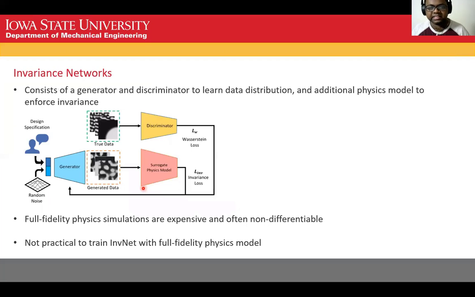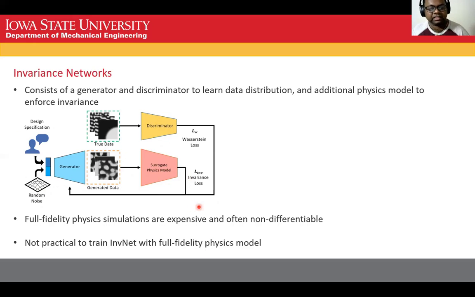On this slide, we give a brief overview of how we train this generative model. We call this generative model an InvariaNet. The network, just like a typical GAN, takes in the design specifications and random noise. Apart from having a discriminator, which is trying to match the distribution of data generated due to the random noise, we also have a surrogate physics model, which ensures that these design specifications, in this case the short circuit current property, match the surrogate physics model.